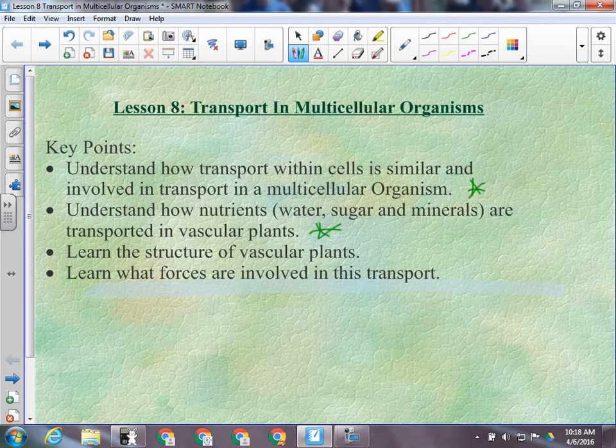Structure of vascular plants. We looked briefly at the leaf yesterday. We'll look at the plant as a whole today. Okay, and look at what forces are involved in transporting water and nutrients within the plant. Okay, so those are things to watch out for as we go along today.